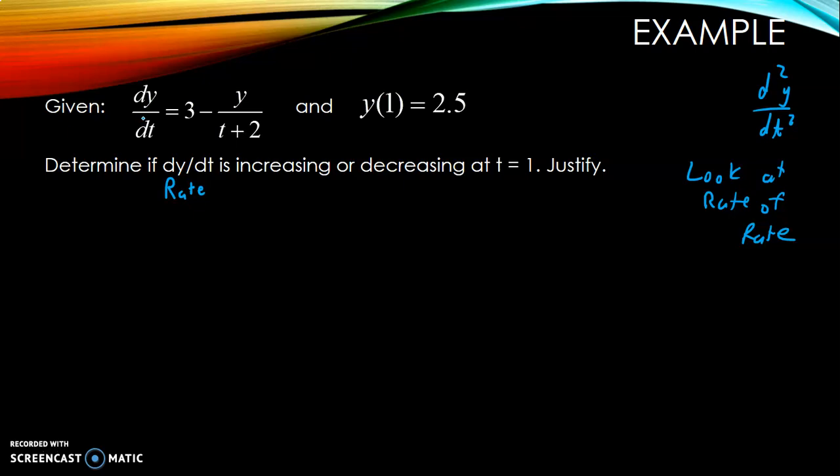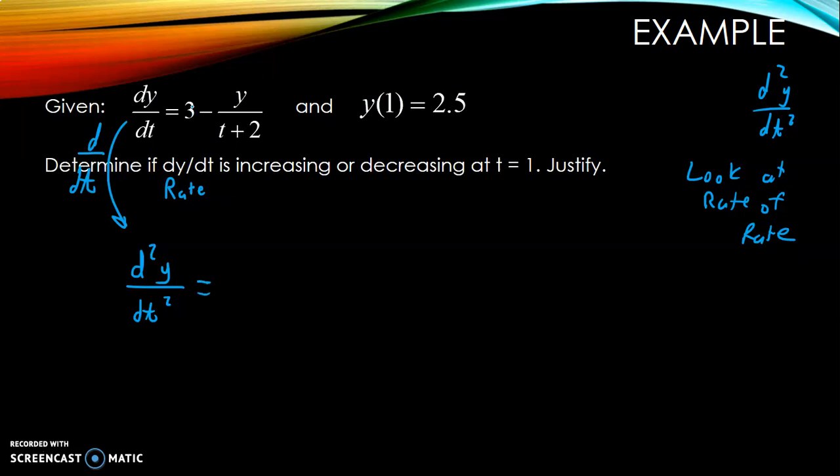So if I start with this equation, and then I take the derivative, in this case with respect to t. So the derivative of dy/dt with respect to t would be the second derivative of y with respect to t.